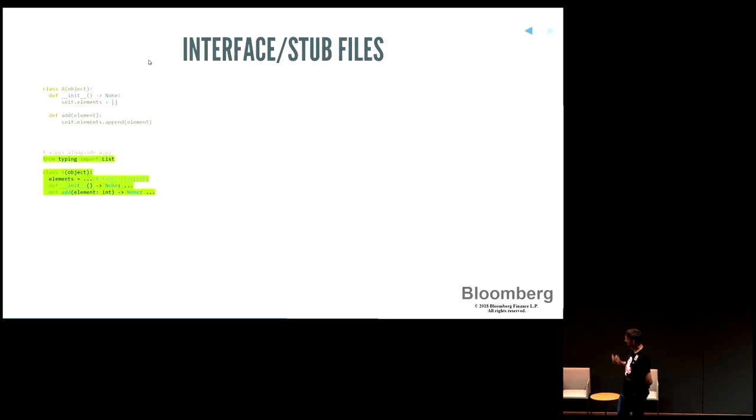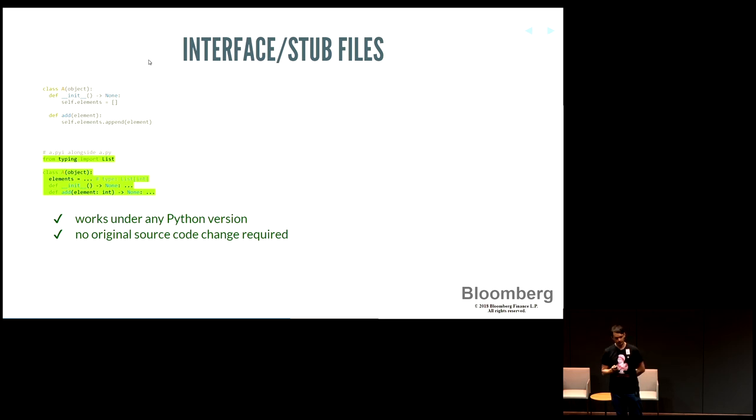OK, so the other option is stub files. Many other languages have already invented this. If you want to have some interface type information, you can just use stub files. C++ probably added this in the last 40 years. So let's use this in Python too. The idea is that you can add a .pyi file right alongside your file. This works on the already existing Python version. Now you don't need to change the original source code, so you can add it without actually modifying your code.